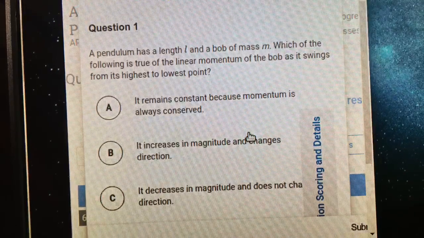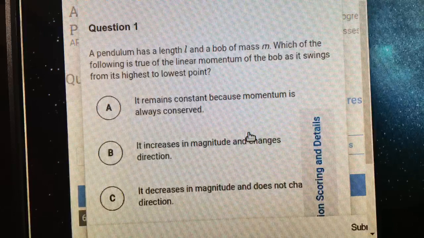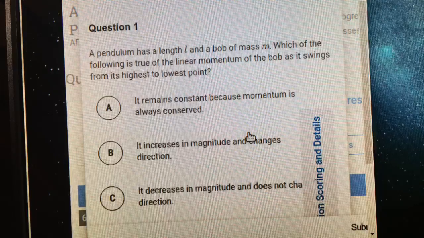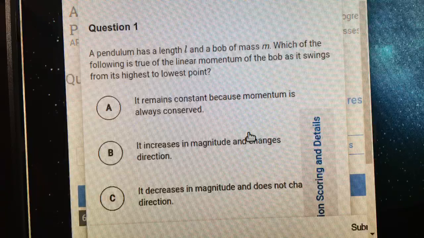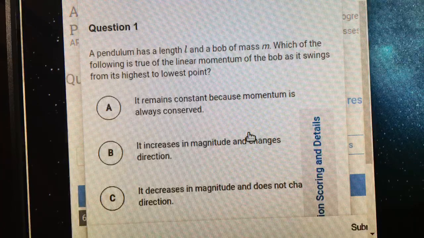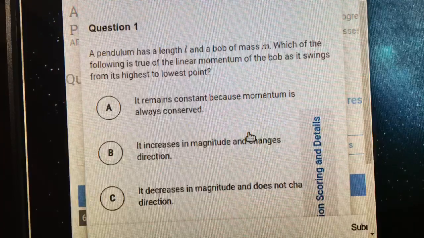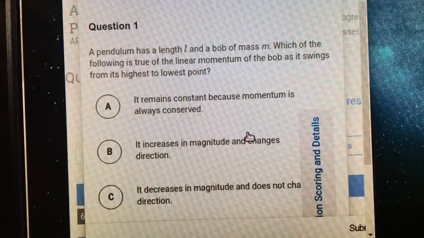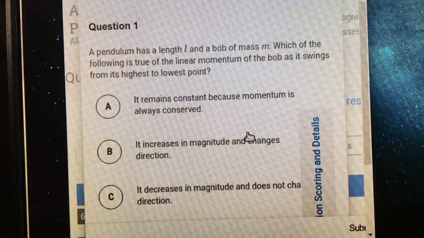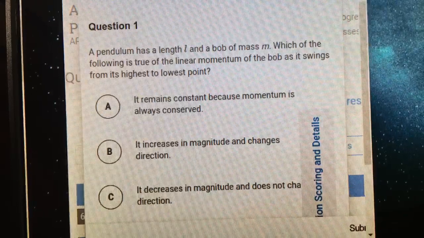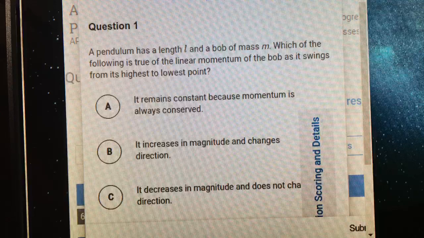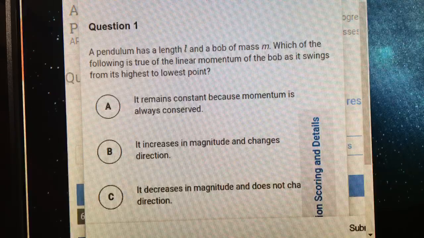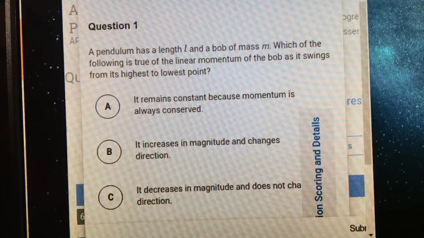Alright, so this one, I think it should be number 4 for you. Could be wrong. But yeah, a pendulum has a length L and a bob of mass M. Which of the following is true about the linear momentum of the bob as it swings from its highest to lowest points? Alright, number 3. I don't have a real nice, easy way of looking at this. They don't let me actually preview the assignment.